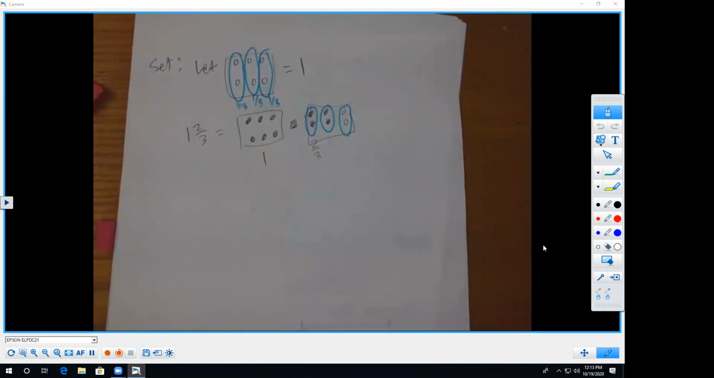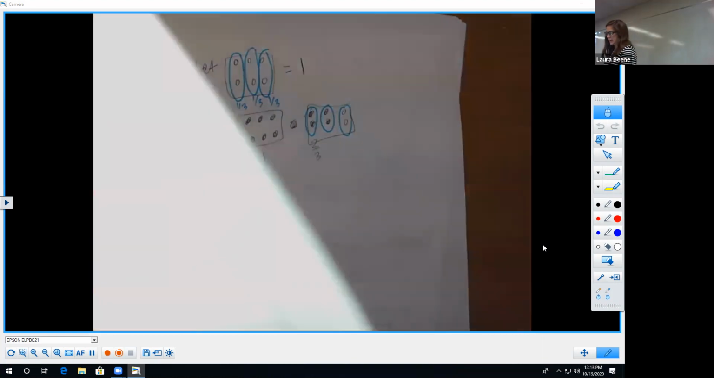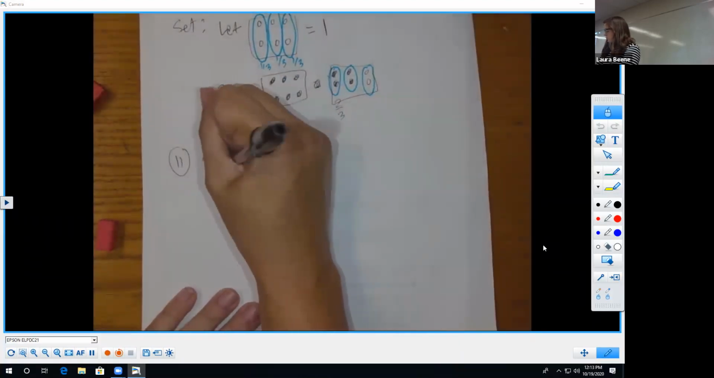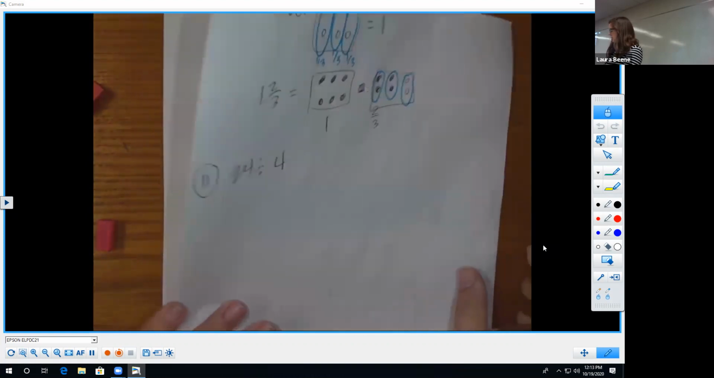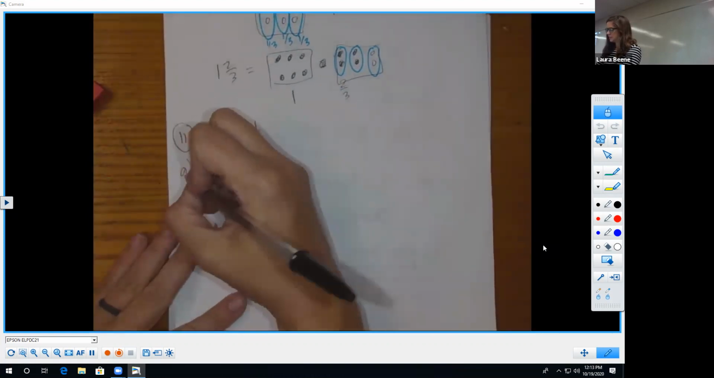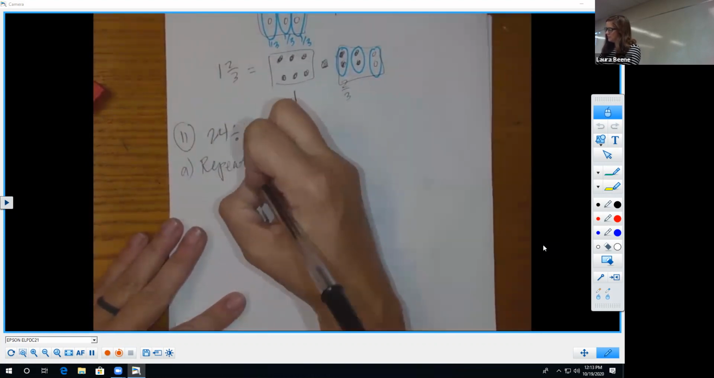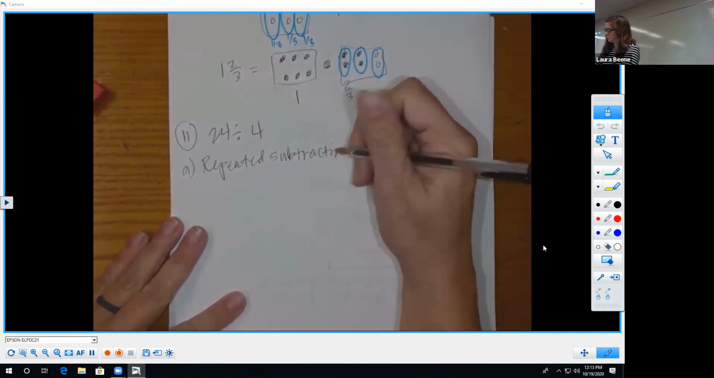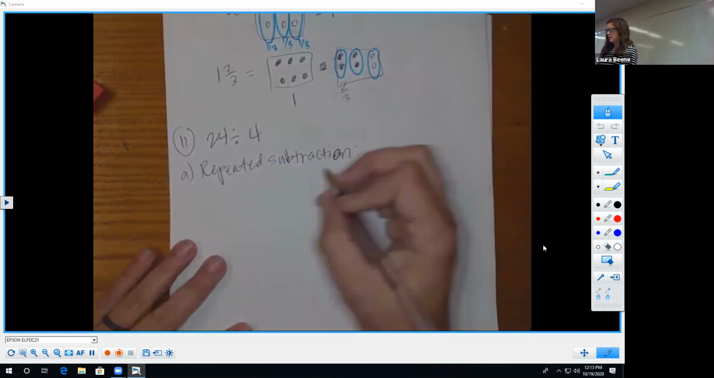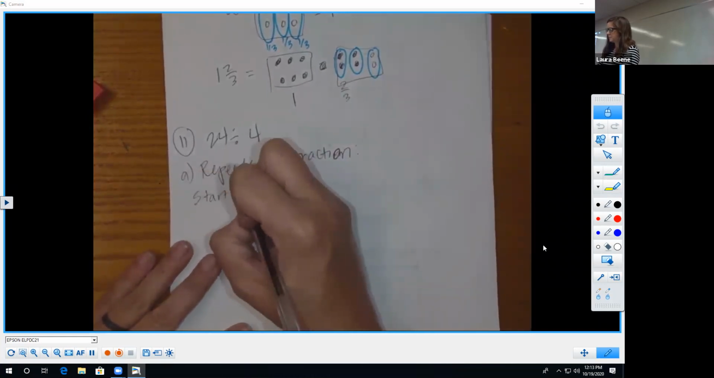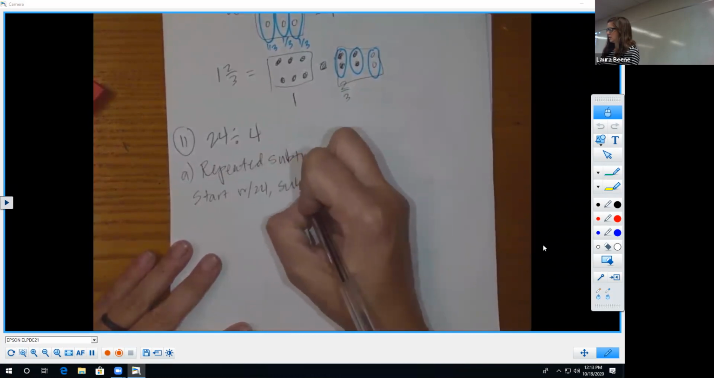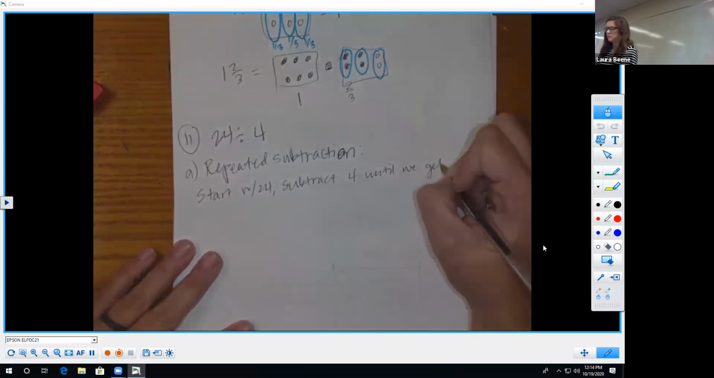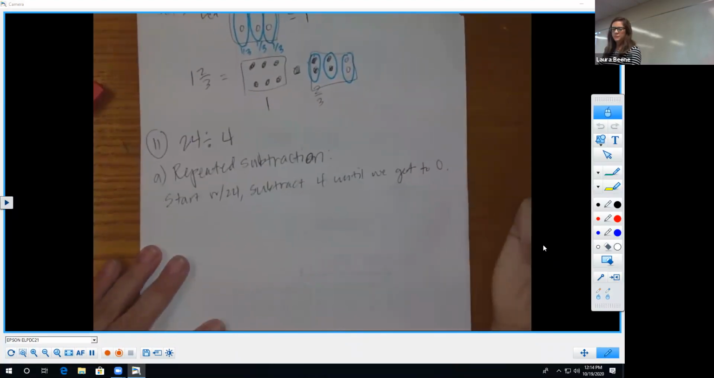I needed help with number 11 as well. Number 11, okay. So for number 11, that is 24 divided by 4, and we want to use repeated subtraction and partitioning. Okay, so starting with repeated subtraction, the thought process there is start with 24, and then we want to subtract 4 until we get to 0.